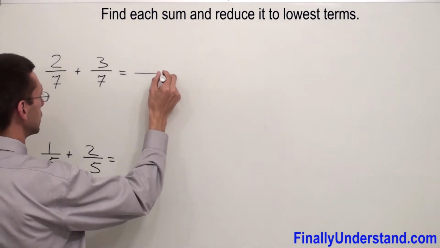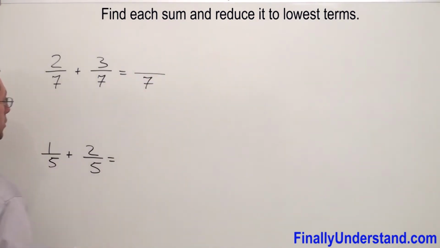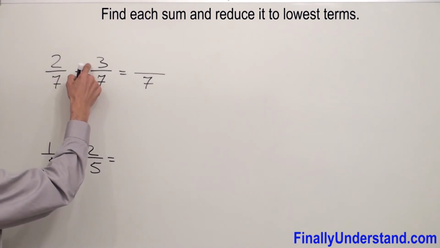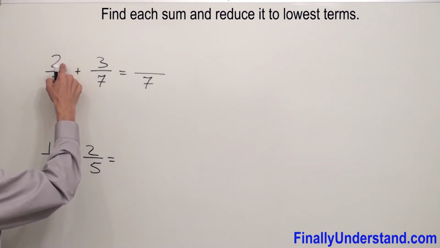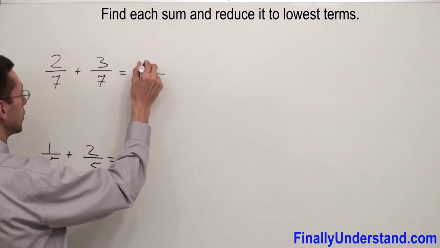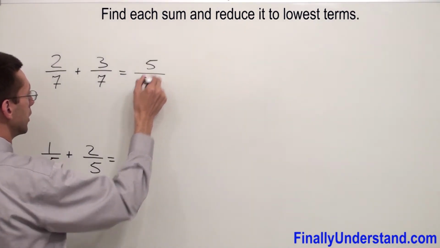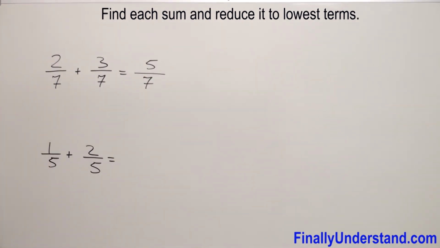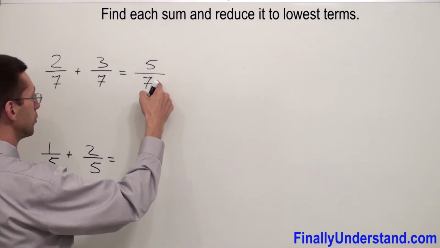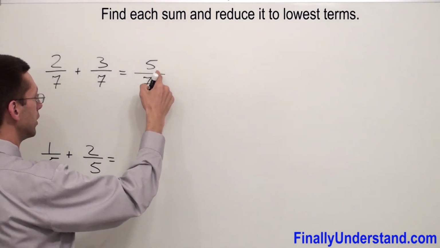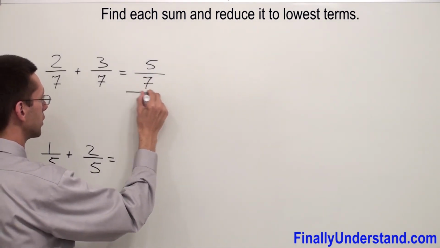Adding fractions means you have to keep the denominator and add the numerators. In this case, I have 2 plus 3, which is equal 5. I cannot reduce anything because I do not have any common factor for 5 and 7. So this is the answer to the problem.